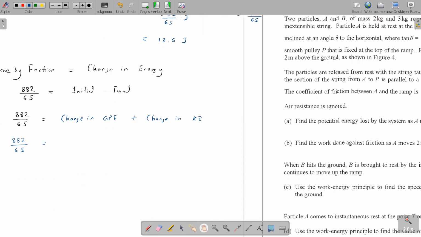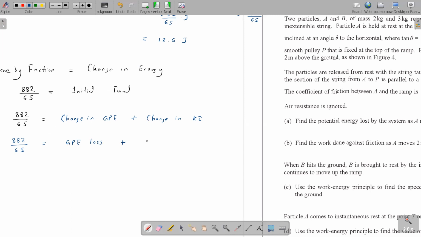So then I end up getting here a GPE loss. Initial minus final for GPE, so that gives me a GPE loss.